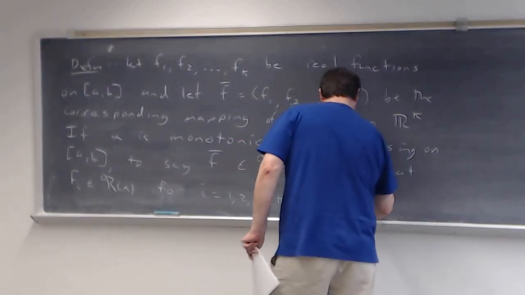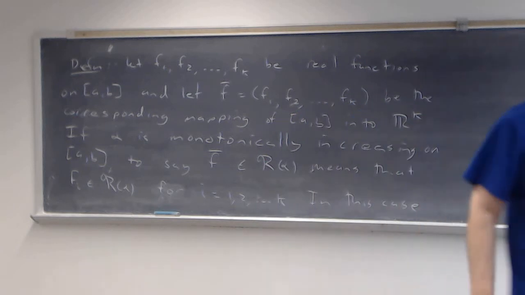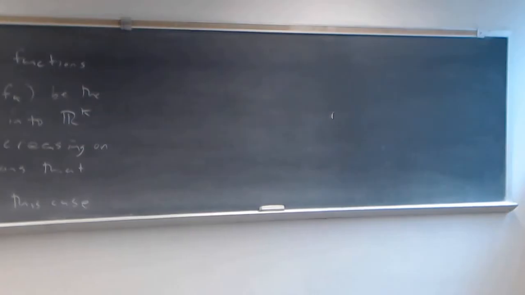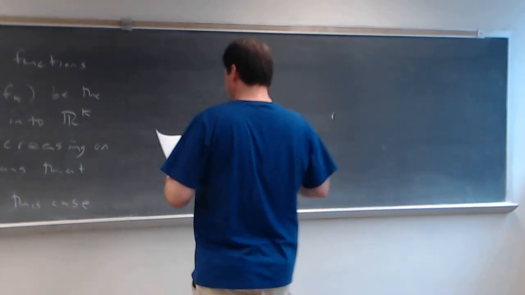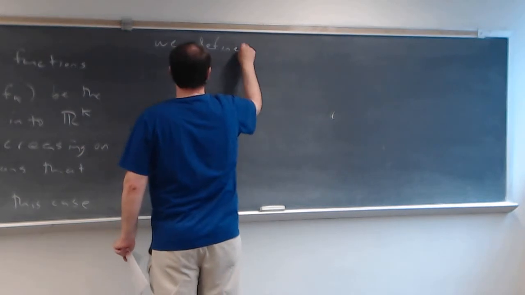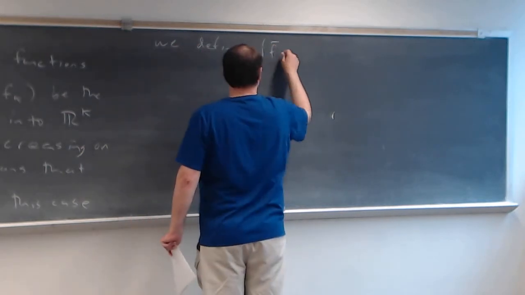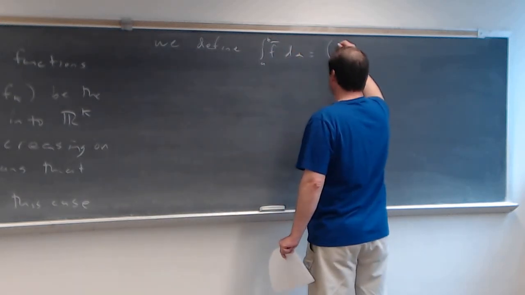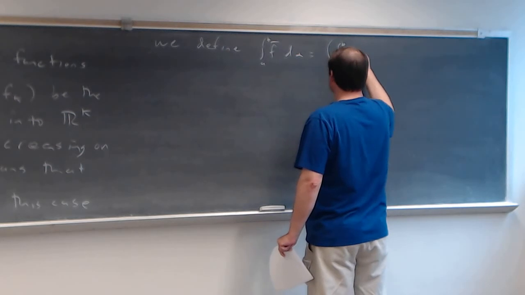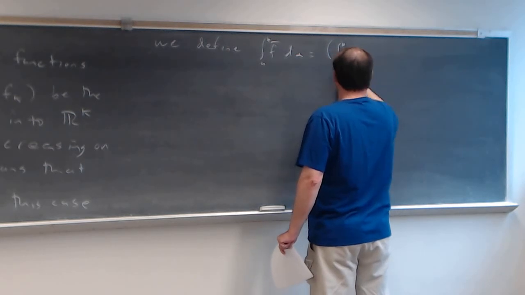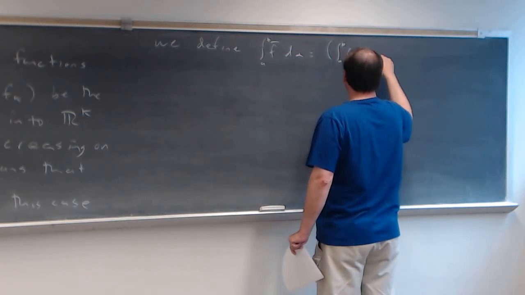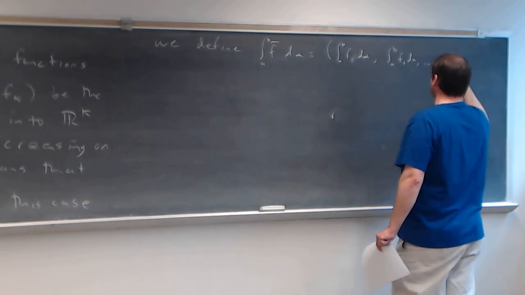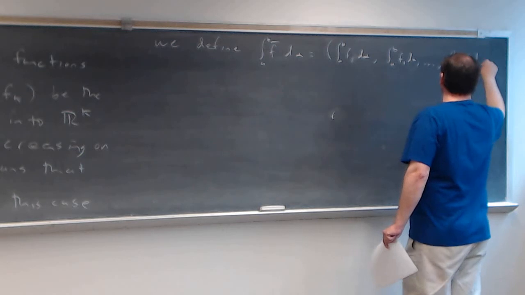In this case, we define the integral of this vector value function with respect to alpha from a to b as the k-tuple whose first entry is the integral of f sub 1 d alpha, second entry is the integral from a to b of f sub 2 d alpha, and so forth, all the way up to the integral from a to b of f sub k d alpha.